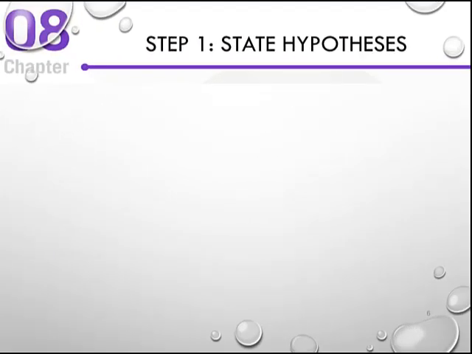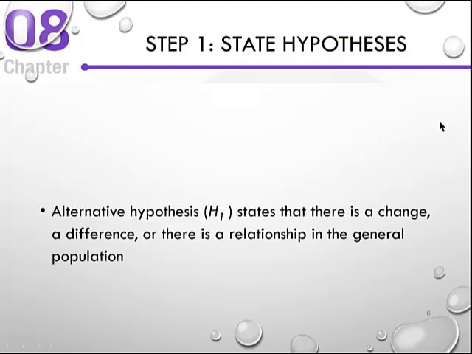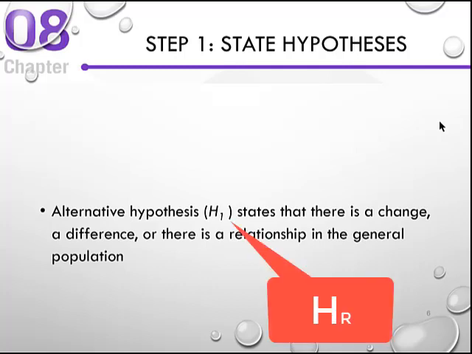So step 1 is to state our hypotheses. And you can see, so far we always just talked about singular hypothesis, only one. But now you can see it's hypotheses, right? That means we refer to more than one. Why is that? So first off, that's the one we've been talking about the whole time, which is now called the alternative hypothesis, or H1. You're also going to see it as HR, the research hypothesis. And that one states that there is a change, there is a difference, or there is a relationship in the general population.